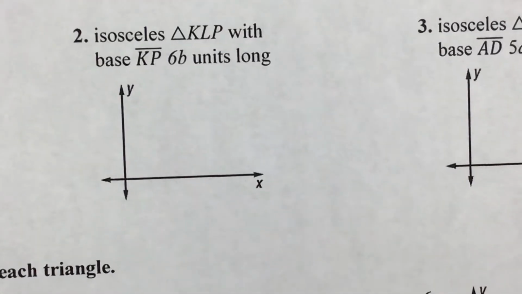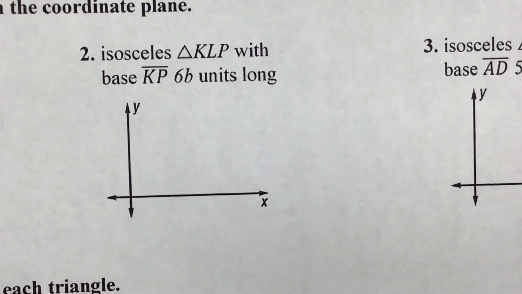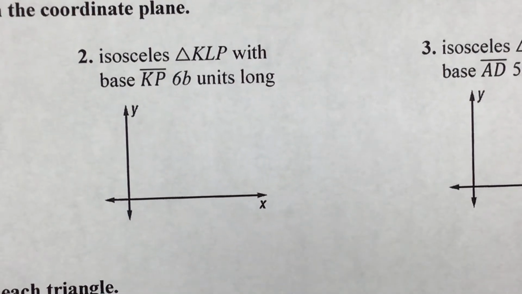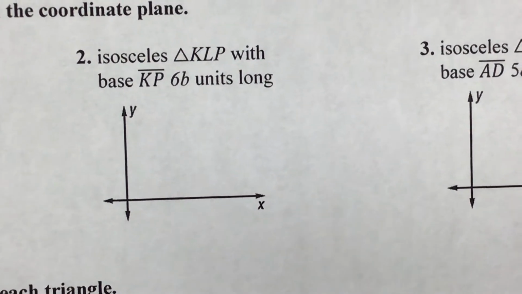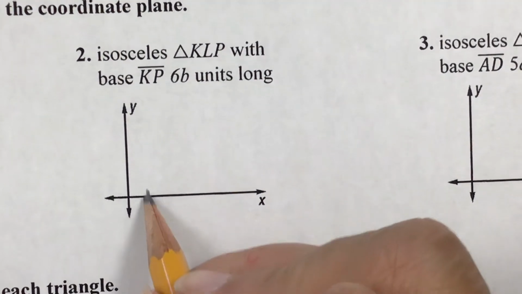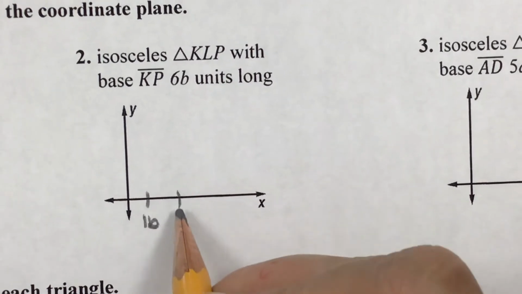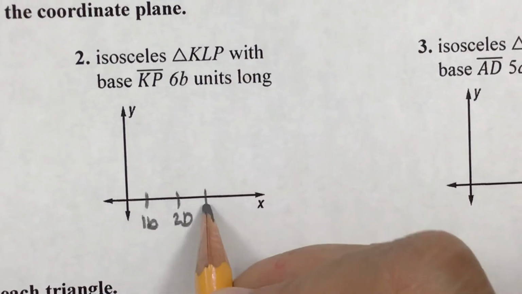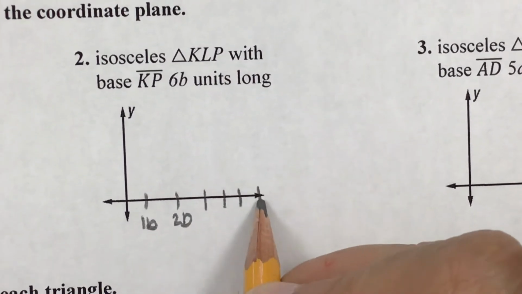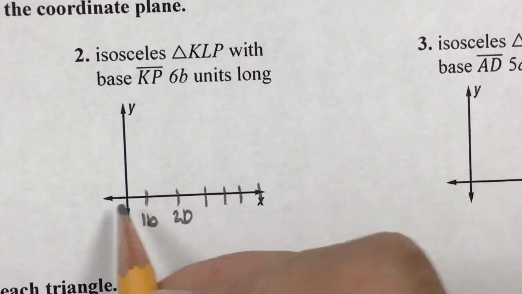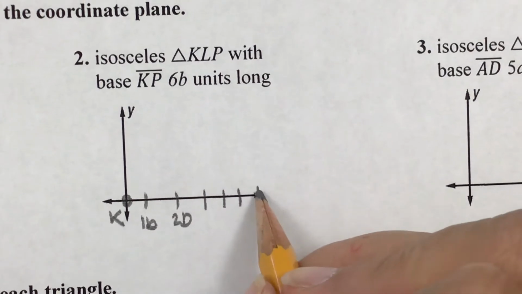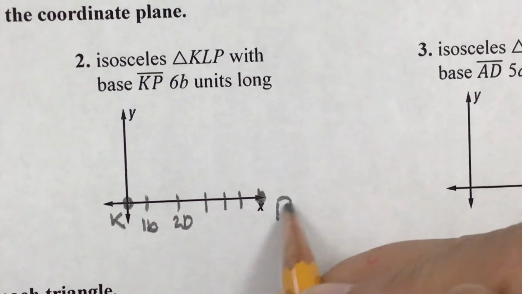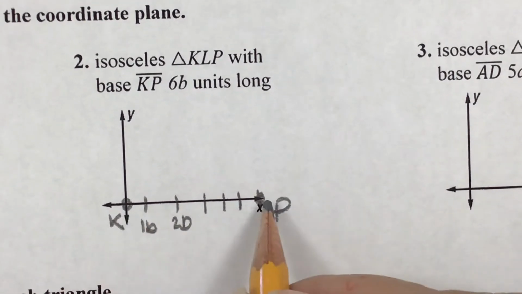On the next one, we have an isosceles triangle KLP with the base of KP 6B units long. So what that means is here's 1B, 2B, 3, 4, 5, 6. That means that right here would be that point K, and over here would be the point P, making this 6B units long.